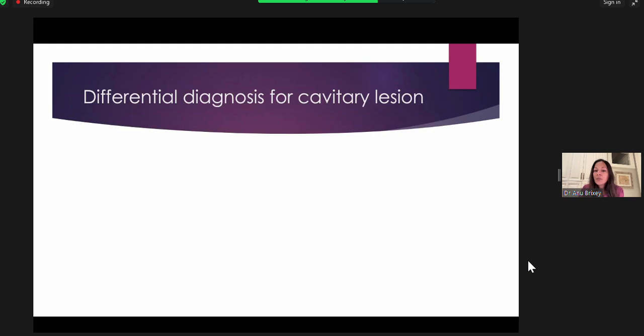So let's briefly talk about a differential diagnosis for cavitary lesions. And I think this is important to talk about briefly because depending on what part of the world you live in, people automatically gravitate to one diagnosis. You might think, well, of course, this is going to be tuberculosis, or of course, this is going to be a squamous cell cancer, or of course, this will be a fungal infection. So it's important to consider all things whenever you see cavitary lesions.